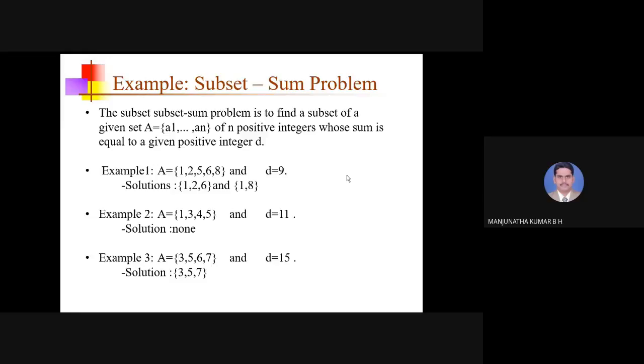Let me take one more example. Here I have 1, 3, 4, 5 and d is 11. I'm not able to generate any correct subset whose sum is equal to 11. You can try. Let me take another example: 3, 5, 6, 7 and d equals 15. There exists one solution, 3, 5, 7. When I add 3, 5, 7, the sum is equal to 15. So this is the problem: for a given set of elements, we have to generate the subsets.